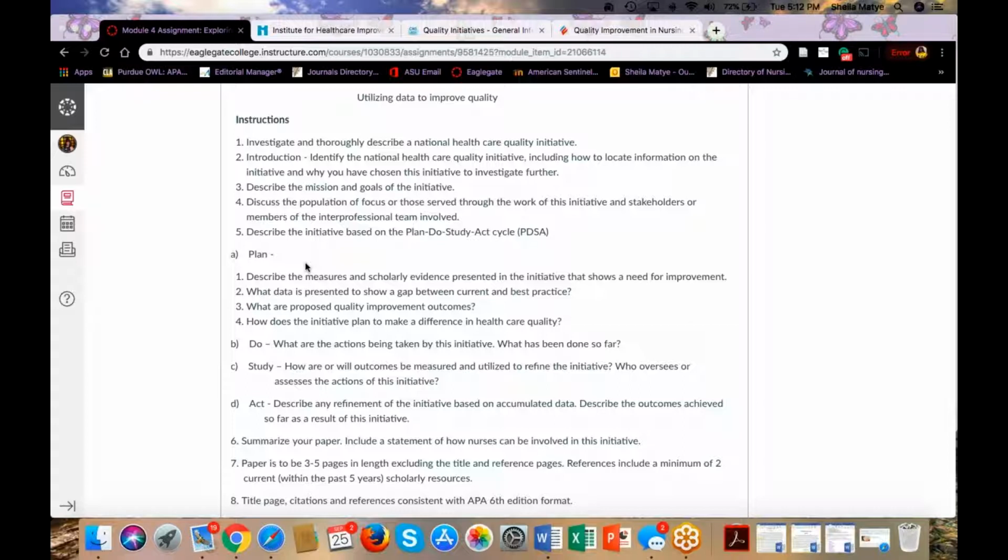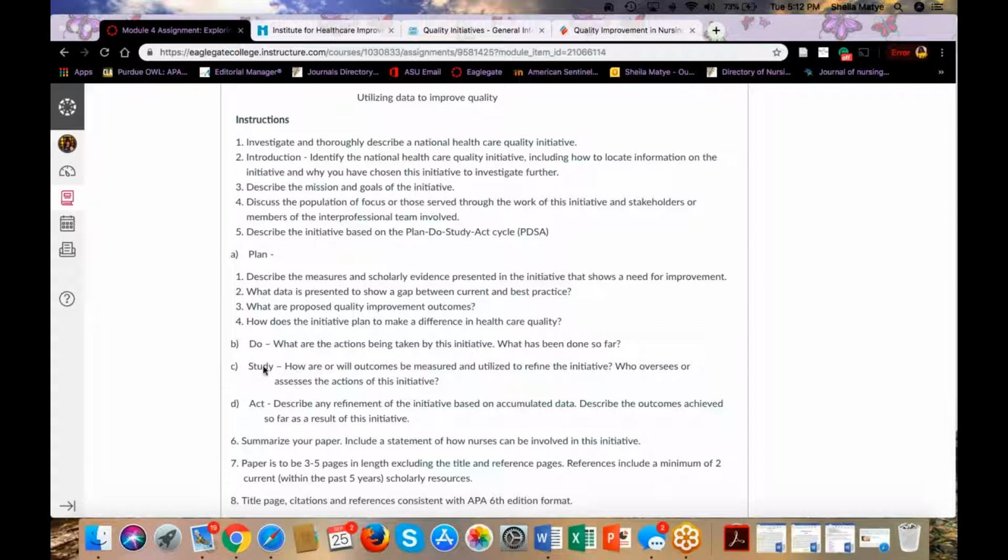And so make sure that you're guiding the person who's going to grade to what you want them to read. That way they're not looking for it. That way it's not going to be missed. And so this is just a way you can format or lay out your paper. So then the next one would be your do. Now there's 2 things under this one. What are the actions being taken by this initiative, and what has been done so far?